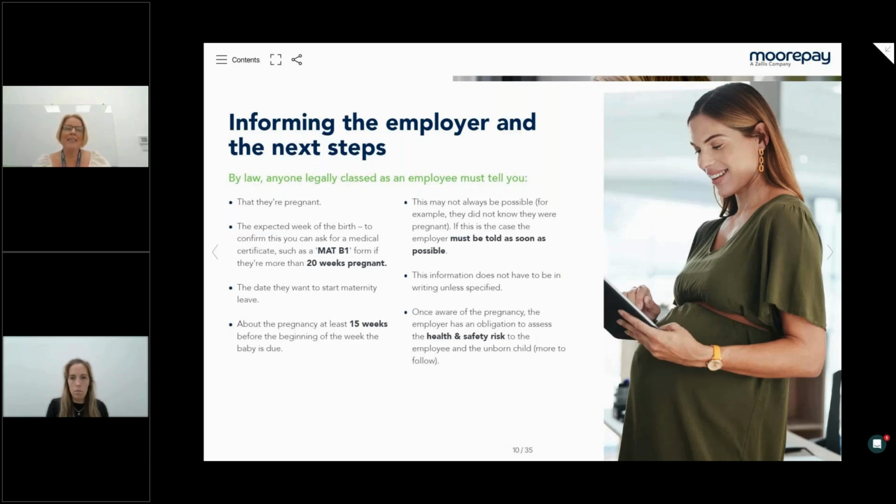They have to ask for this maternity leave by what they call the qualifying week, which is 15 weeks before the beginning of the week the baby's due. So if you get the MAT-B1, you get the date on it, you count back 15 weeks, and that's the time when they should be telling you.